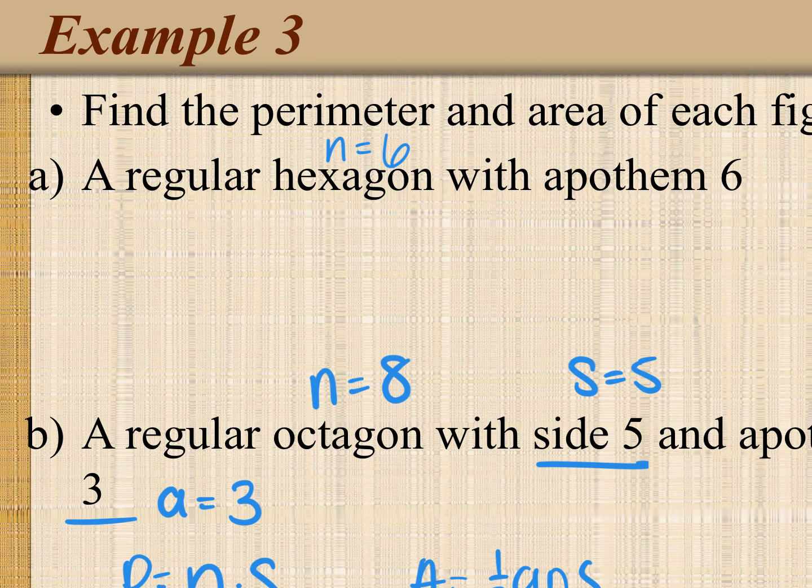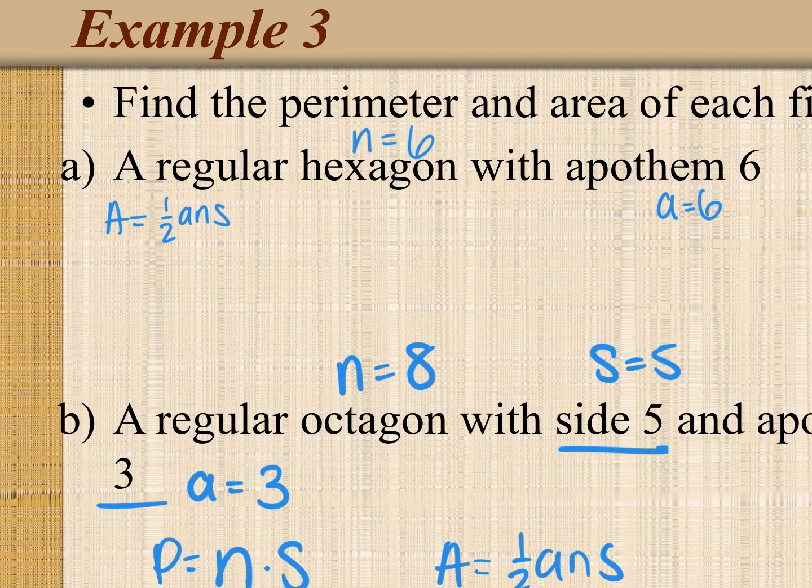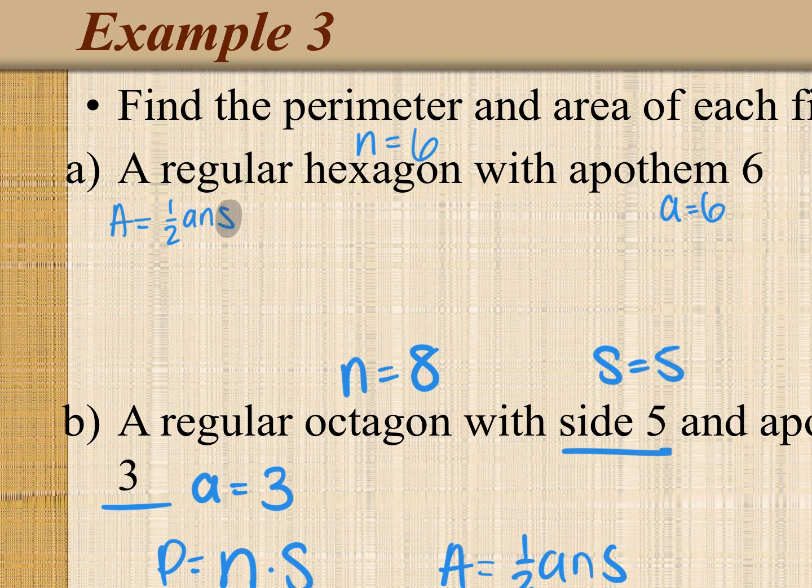What else do I know? The apothem. What letter is the apothem? Little a, and what is it equal to here? 6. So in my formula, write down your formula. Area equals 1/2 a n s. Which one am I missing? The s. So first and foremost, the previous example was super easy because it gave us all 3 values. Do you guys agree? Letter A is more challenging. So what we have to do, we don't know what the side length is until we draw a picture and set up either cosine, sine, or tangent to figure it out, and I'm going to show you how to do it.